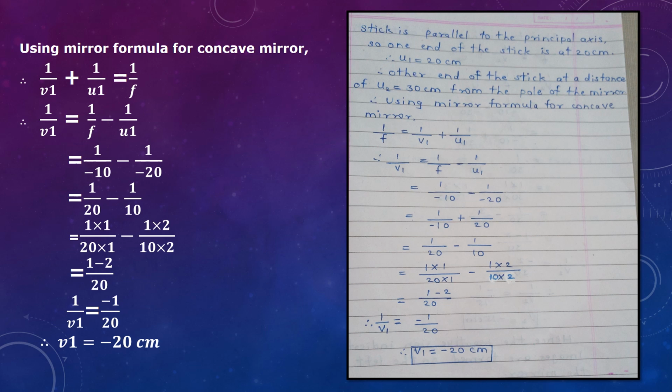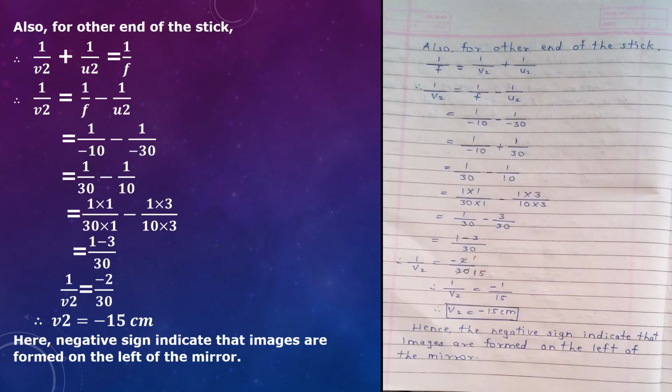So the image distance will be negative 20 centimeter. Now for the other end of the stick, that is for the A end, we have to calculate the image distance. So 1 upon v2 plus 1 upon u2 is equal to 1 upon f. This is again the mirror formula. So 1 upon v2 is equal to 1 upon f minus 1 upon u2.